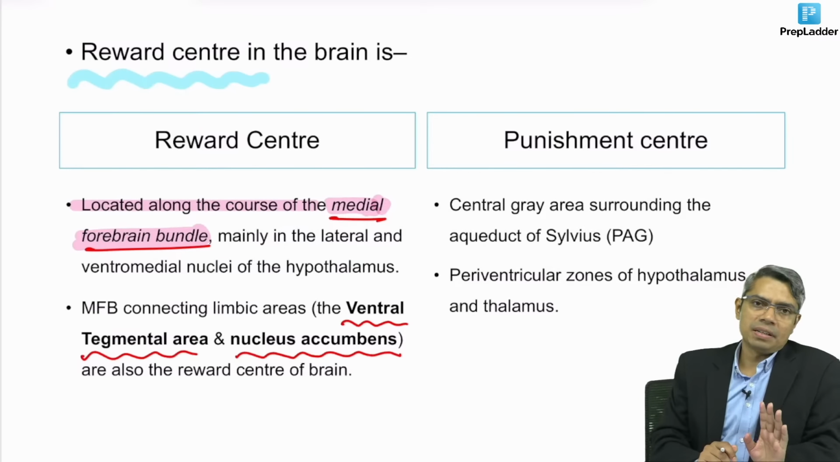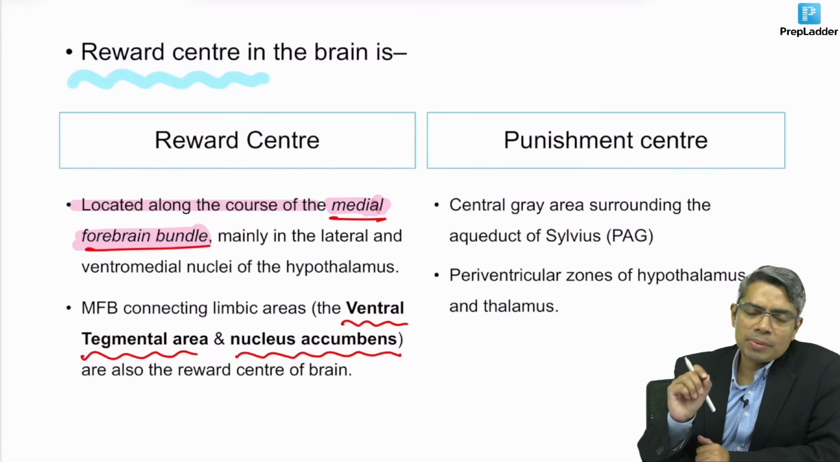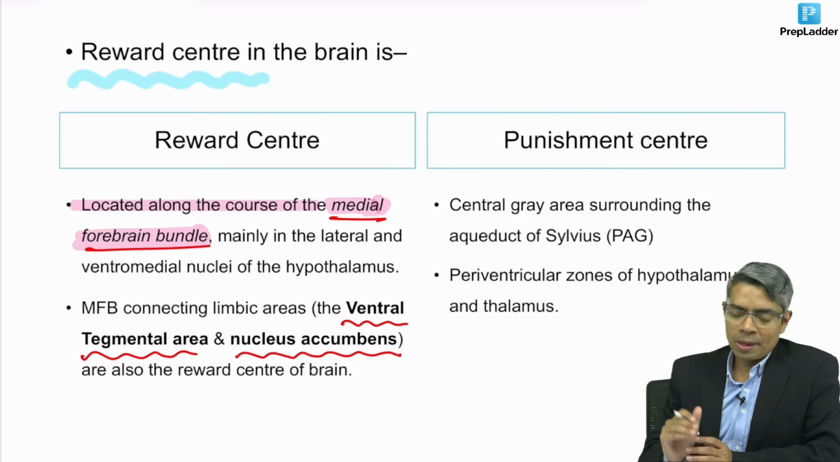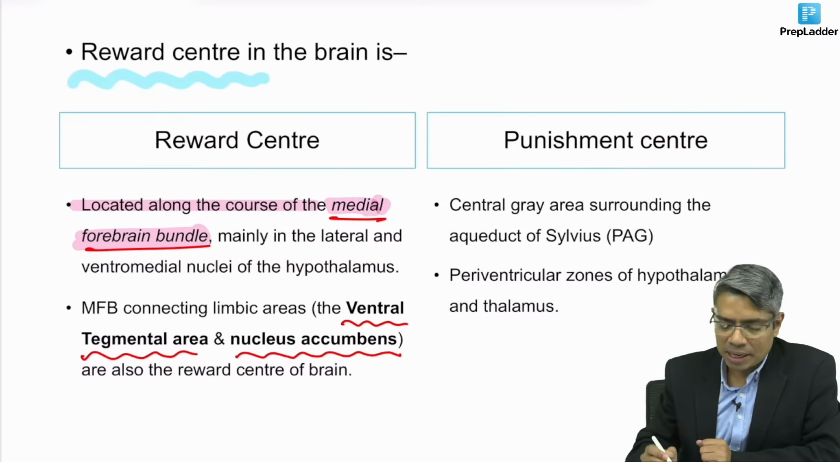Now, punishment center means if you stimulate this center, then your feeling will not be good. You will be very, very angry because it is a sensation like that of a kind of punishment, right. This area, the punishment center, is located in the central gray area surrounding the aqueduct of Sylvius. We call this area the periaqueductal gray matter region.